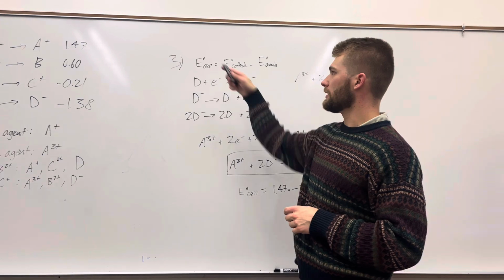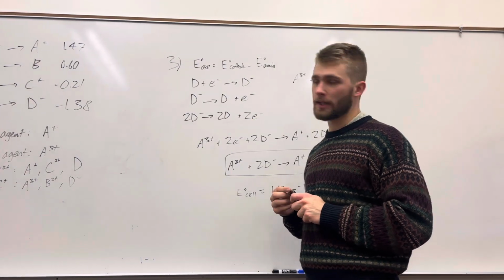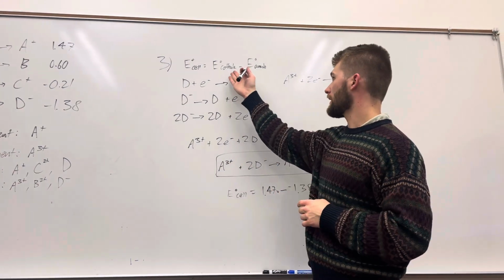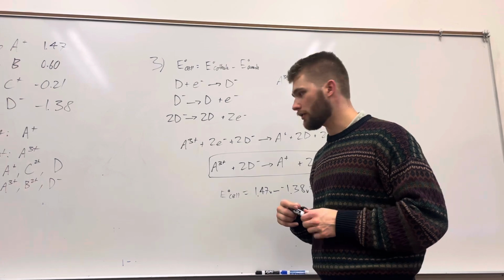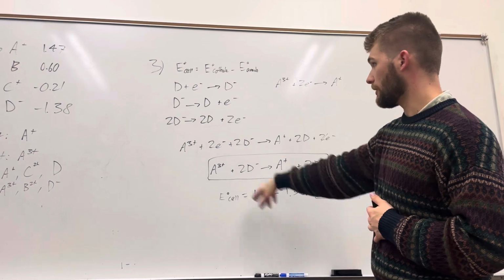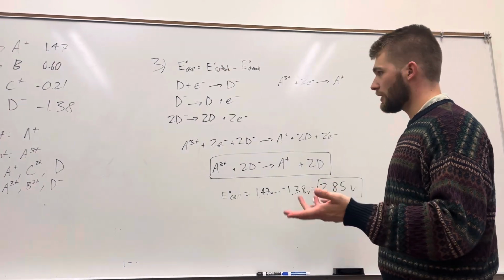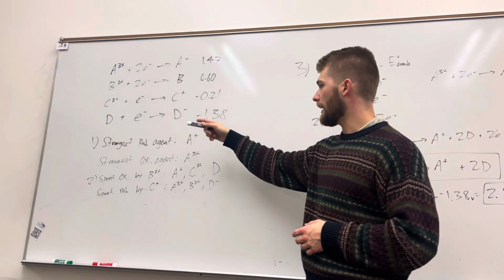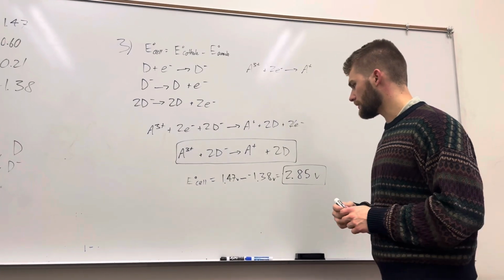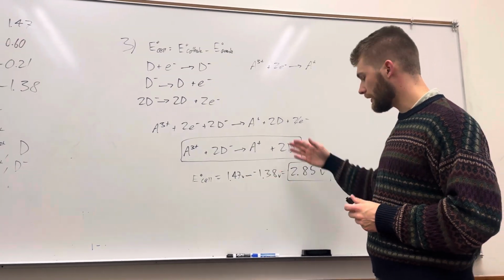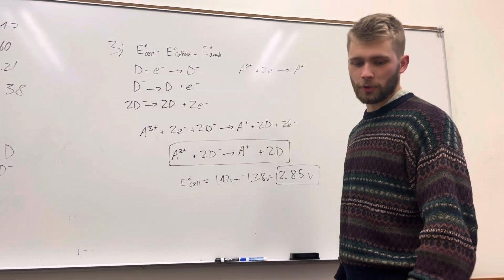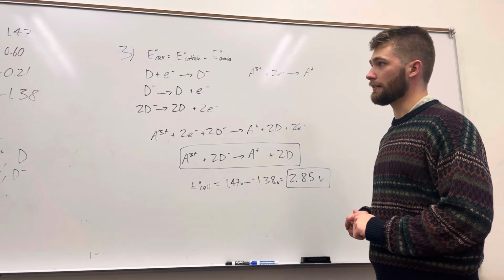Now, the equation to determine the E for this cell is the reduction potential of the cathode minus reduction potential of the anode, or the reduction potential of the cathode plus the oxidation potential of the anode. So the reduction potential of the cathode, the thing that gets reduced, is our A, so that'll be 1.47 volts, minus the reduction potential of the anode, or if we just swapped it, the oxidation potential would be 1.38, okay, so that becomes a plus. So it's the 1.47 volts minus negative 1.38 volts equals 2.85 volts is the voltage of this galvanic cell, this voltaic cell.